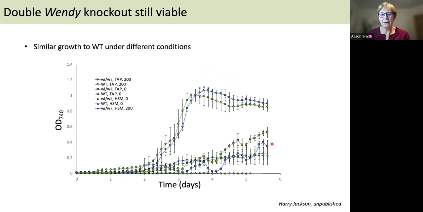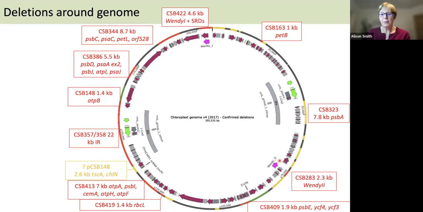The squares are the ones in TAP in the dark, and the diamonds are the ones in HSM in the light, and then in the dark without acetate, they don't grow at all. So there's basically no difference between those two things. This is the phenotype that we use to test whether the genes that we've knocked out are important or not. So we've used this approach to knock out regions all the way around the genome.